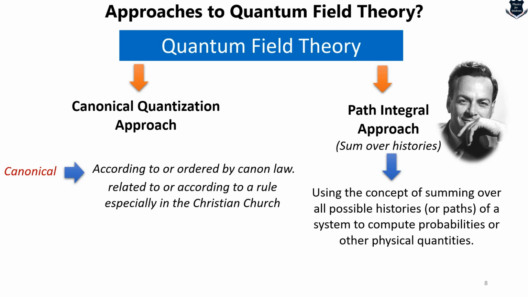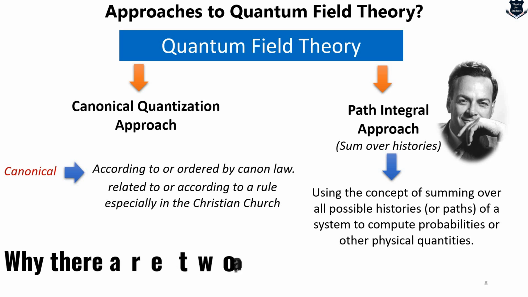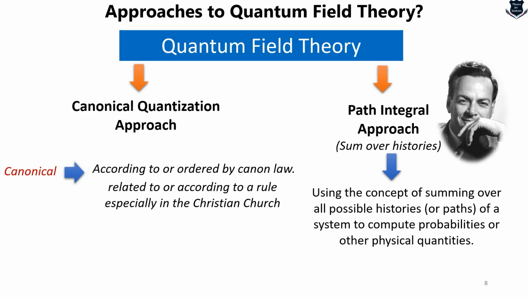Now, in the case of canonical quantization, the question is why there are two approaches. But before coming to that, I would like to tell you that canonical quantization starts with classical field theories, just as it starts by the church's law or the Christian rule. So here also it starts with classical field theories, and it promotes the fields and their conjugate momenta to operators that satisfy certain commutation rules. And the path integral approach uses the concept of summing over all possible histories of paths.